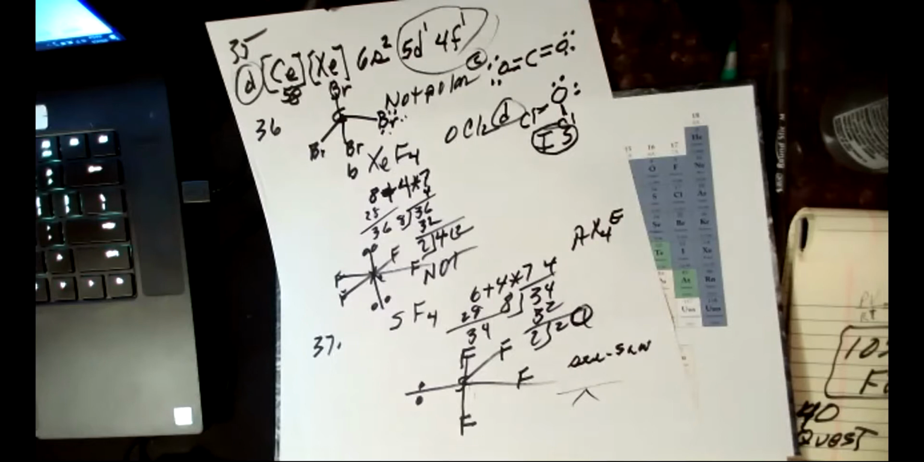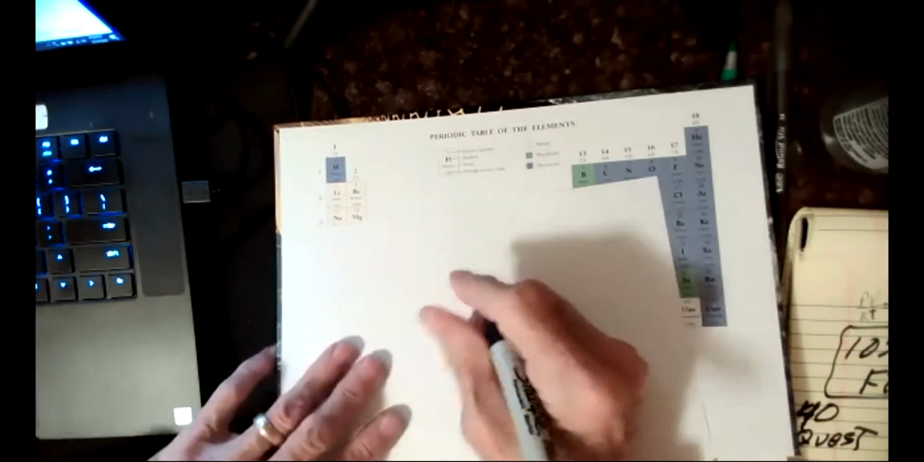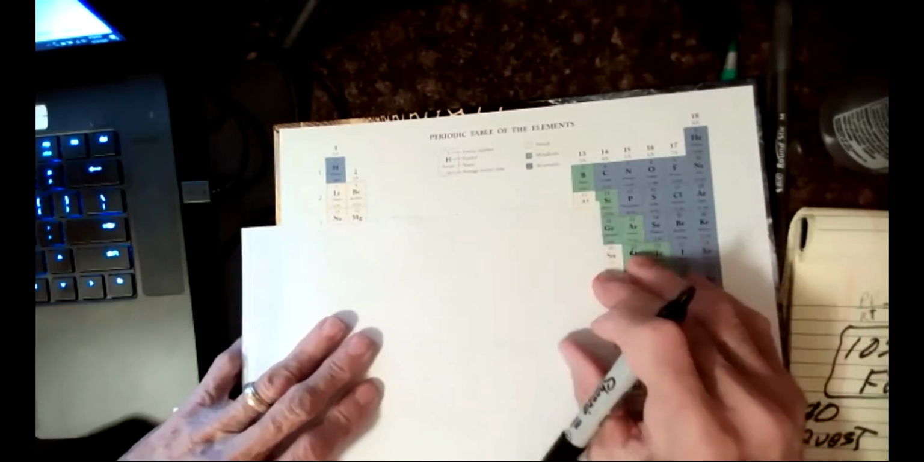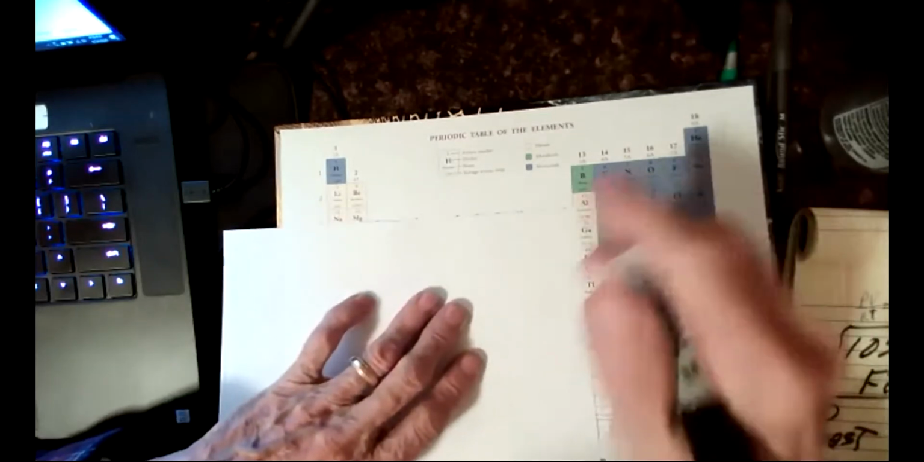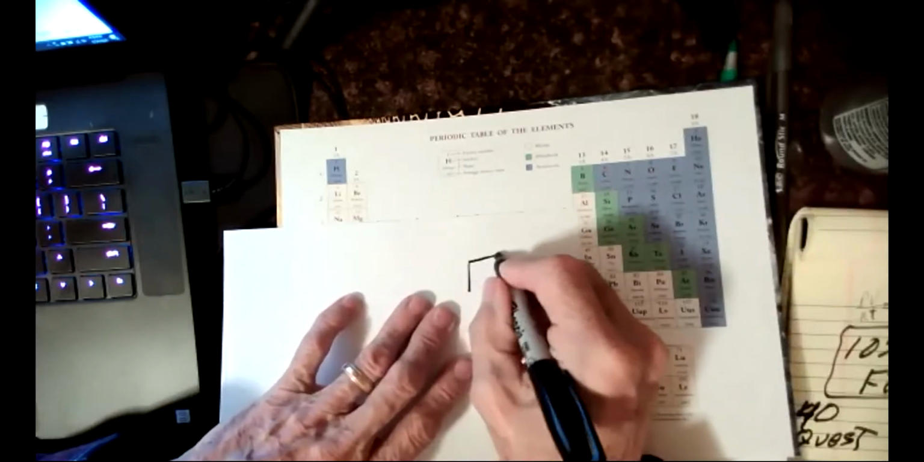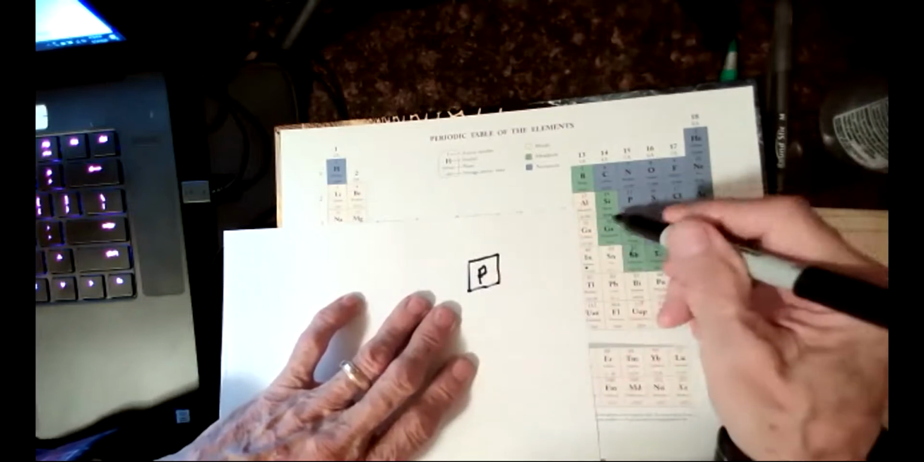38. Rank the following in order of decreasing atomic radius. Okay, let's see what we've got. We've got phosphorus. Now, I'm going to do the same thing we did a while ago. I'm going to locate them on the periodic chart. So where are we? Phosphorus is right here. So I'll put phosphorus right there. Now, the next element in there is gallium.